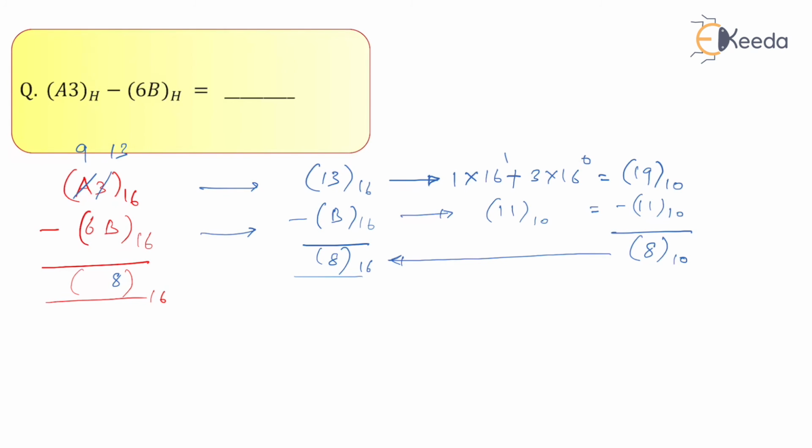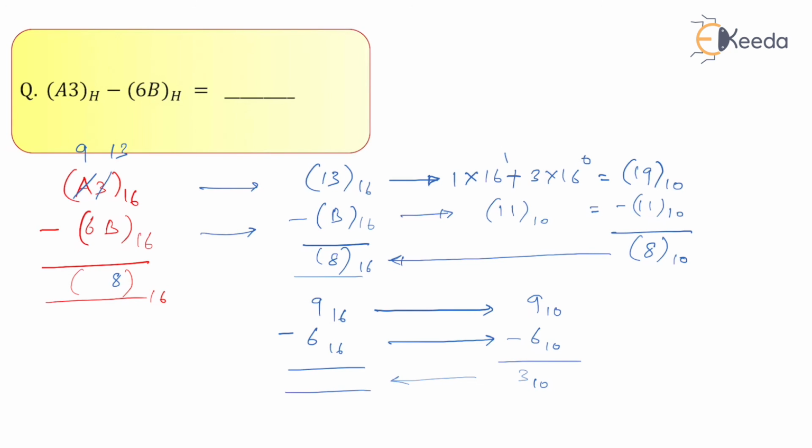Now the last subtraction is left, which is 9 to the base 16 minus 6 to the base 16. Converting 9 into decimal, which would be again 9 to the base 10. 6 to the base 16 can be written as 6 to the base 10. The subtraction is 3 to the base 10. But since it is decimal, let's get back to the original number system. As we know, 0 to 9 decimal and hexadecimal numbers are exactly same, so I can write this as 3 to the base 16. Finally what we have is 38 to the base 16.